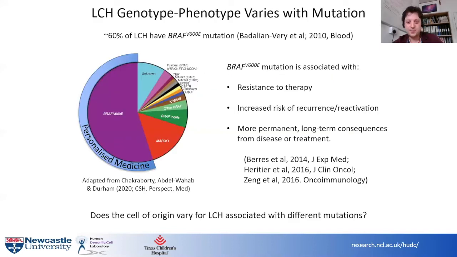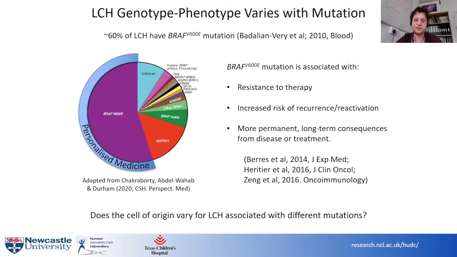So, thank you. We all know that up to 60% of patients with LCH carry the BRAF V600E mutation. A lot of work has been done on this particular mutation, with lots of groups now starting to personalize medicine based on detecting this mutation and tracking it.